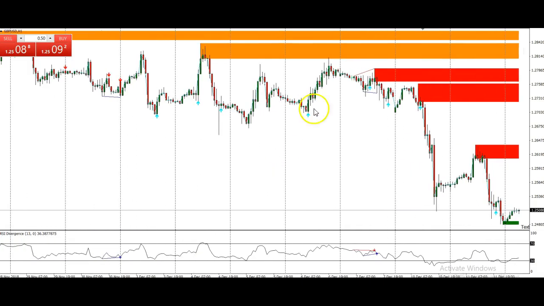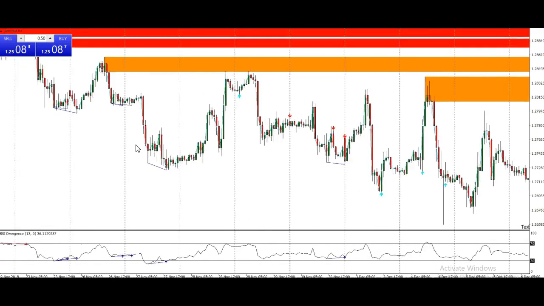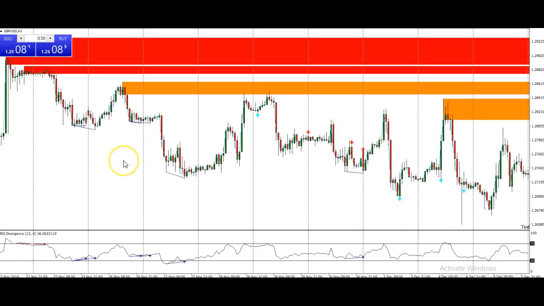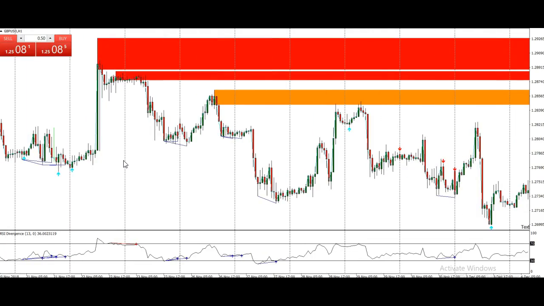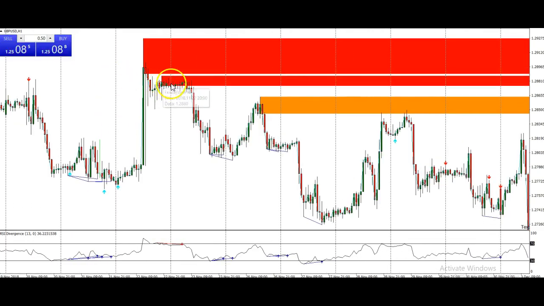So you can trade this with your support and resistance strategies, trend continuation strategies. Pretty powerful. So it is. You can see another trade here.